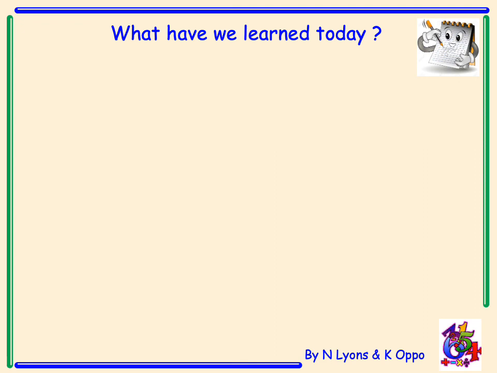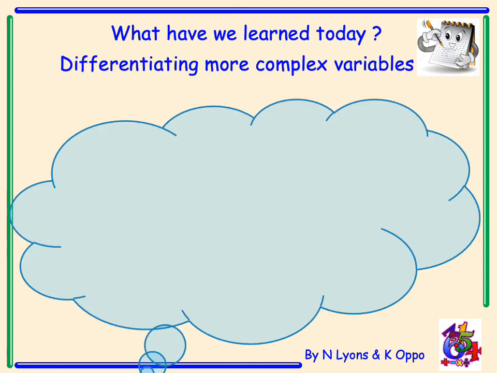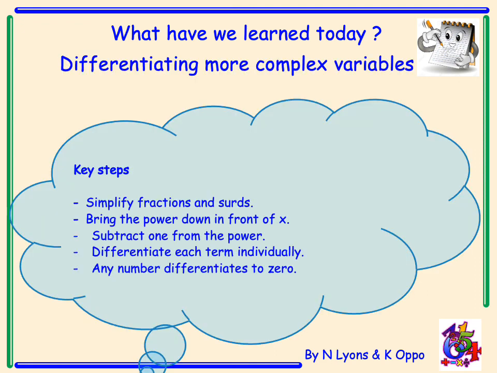What have we learned today? We've been differentiating more complex variables. The key steps are simplifying any fractions and surds, also removing brackets. We bring the power down in front of x and subtract 1 from our power. We differentiate each term individually, and if we have any number, that will differentiate to 0.